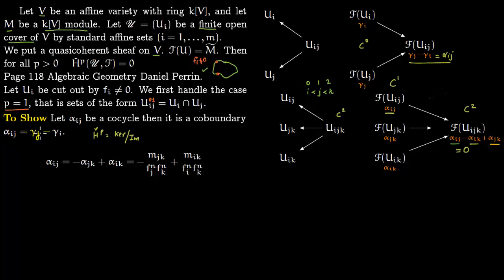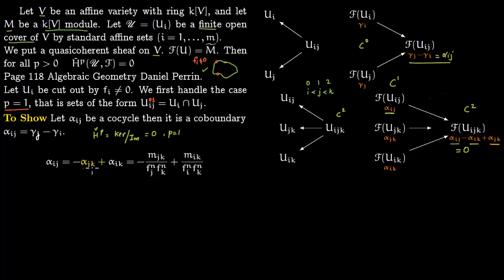Alpha ij is equal to gamma j minus gamma i. So this we have to show. Then obviously the cohomology groups would be 0 for p equals 1. So this alpha ij you can now write as minus alpha jk plus alpha ik. Basically, rearranging this, you have alpha ij here and take the other two terms on the other side.